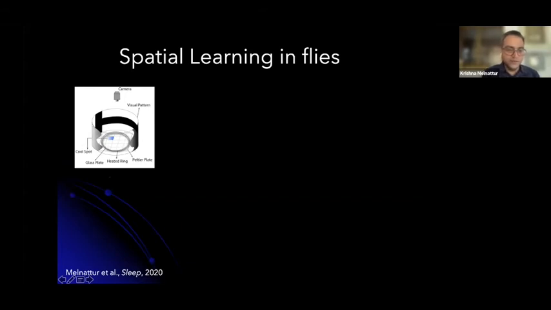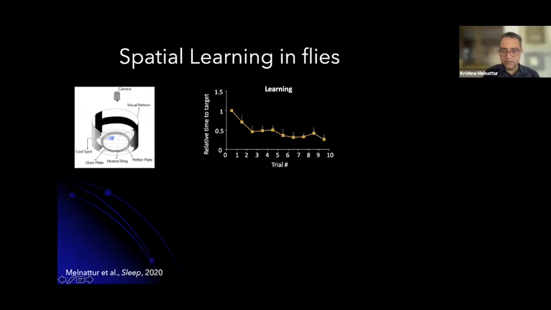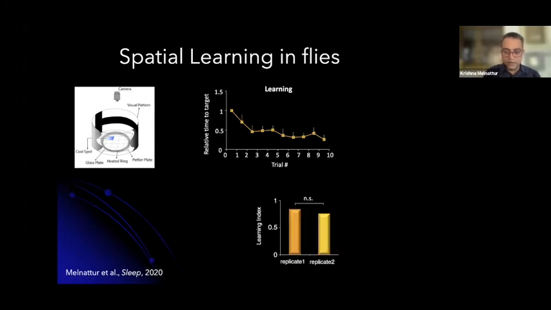And then you have these visual cues. So you move the visual cues, you move this cool spot, and eventually the fly learns to find the cool spot using the visual cues, right? So it gets faster, kind of like what we saw with the rat, right? This is just to say that we can replicate it. That's good.